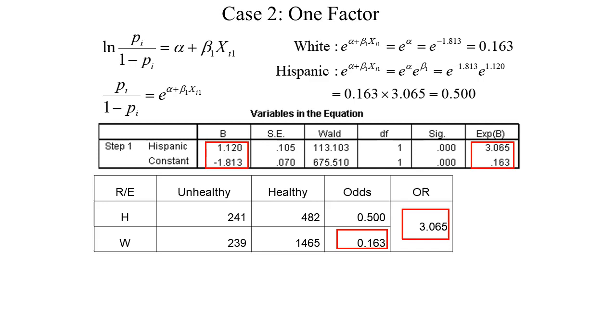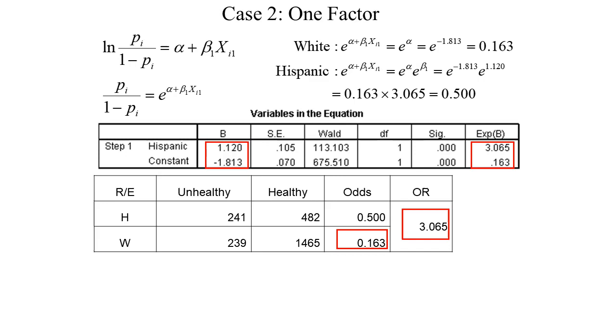How did these numbers in the contingency table determine the parameters alpha and beta 1 in this logistic regression model? For each group, the odds were given by the equation at the upper left corner. For whites, the odds were 0.163. For whites, x1 equals 0, thus the model becomes just e to the alpha. Alpha is equal to log 0.163, which is -1.813.